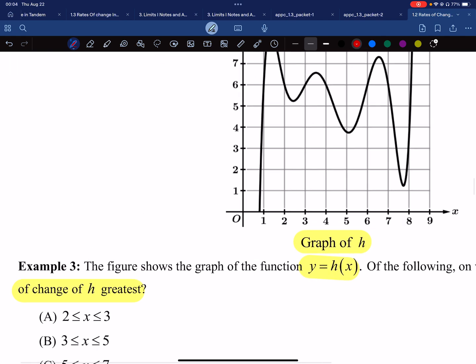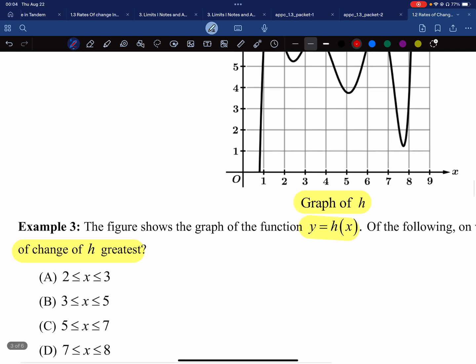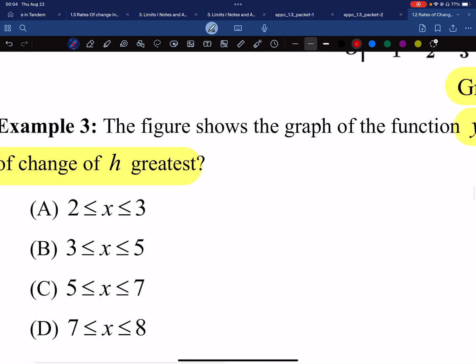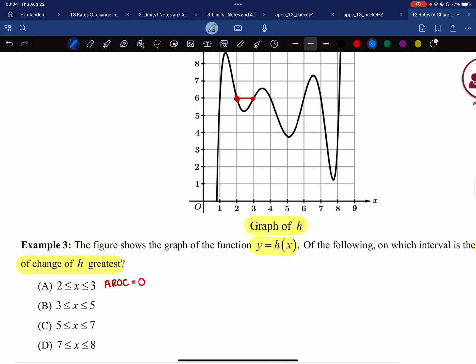So when my x value is 2, it hits the graph right here. When my x value is 3, it hits the graph right here. If we were to connect those dots, notice that it creates a constant line, and the constant line has an average rate of change equal to 0. So now we're going to do 3 to 5.